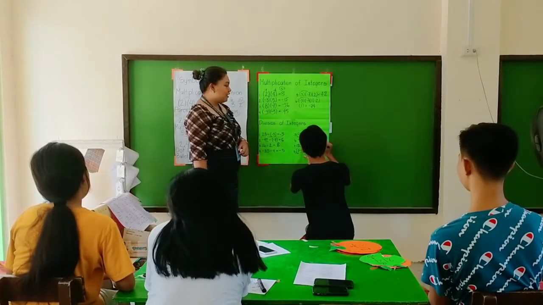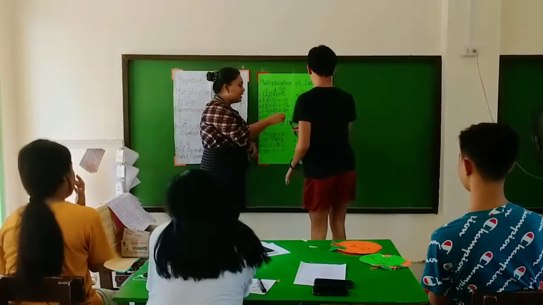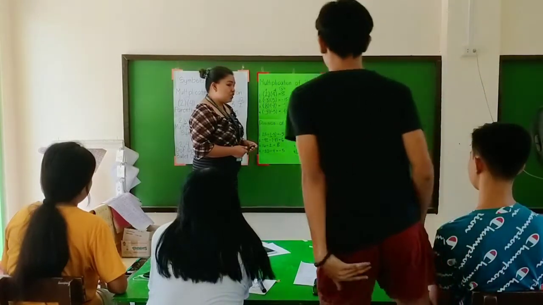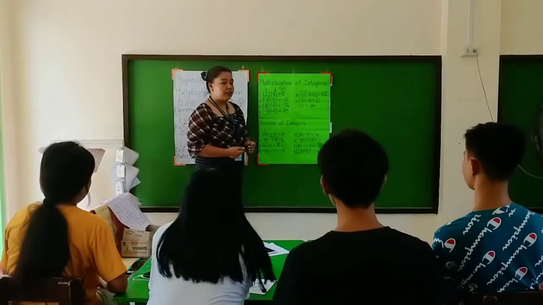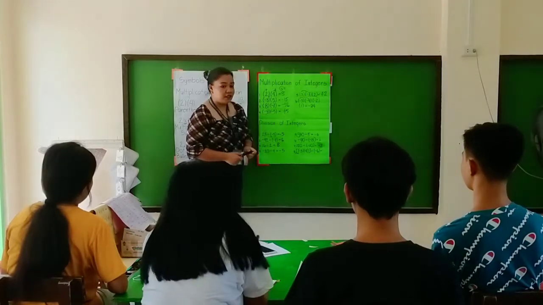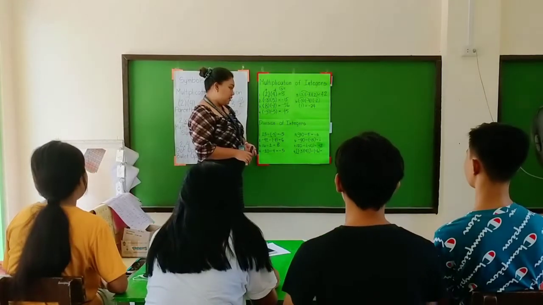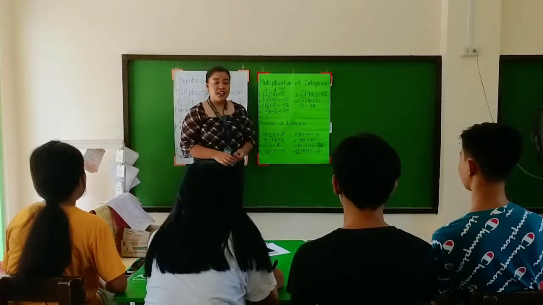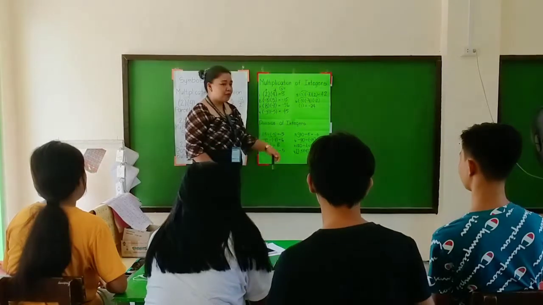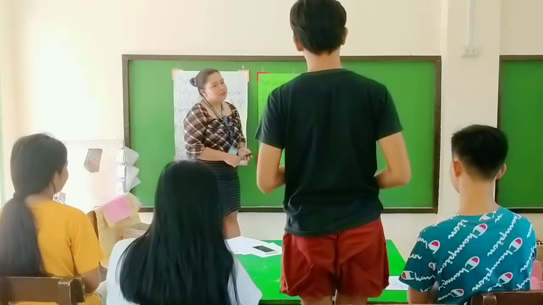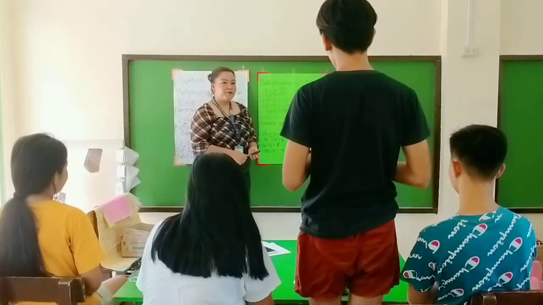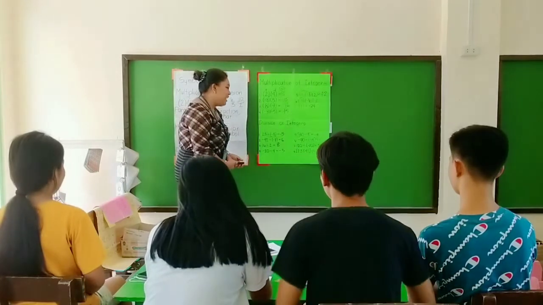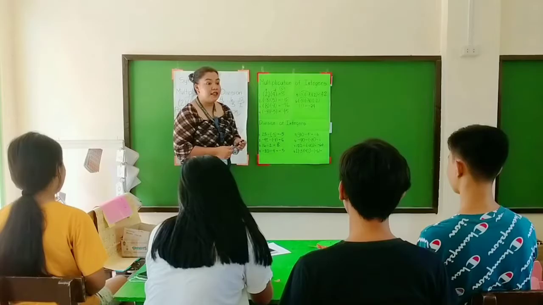The answer is negative 12. Okay, plus the integer sign that Jean cannot use is negative. Is that correct? Yes, ma'am. Negative. So, who can explain why it is negative? Okay, Jean, will you please explain your answer? The quotient is negative because when we are dividing different integers, the quotient will always be negative. Okay, very good. That is the rule in dividing integers.